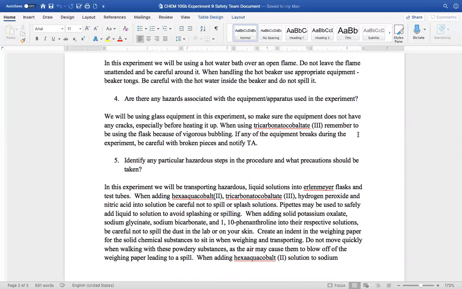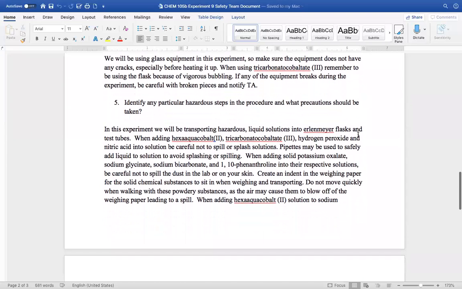The hazards associated with the equipment involve when using the tricarbonate cobaltate, because while we're going to be making the solution, it might bubble, so just be careful and remember to use a flask for that. And before using any other equipment, check for cracks in the glass.